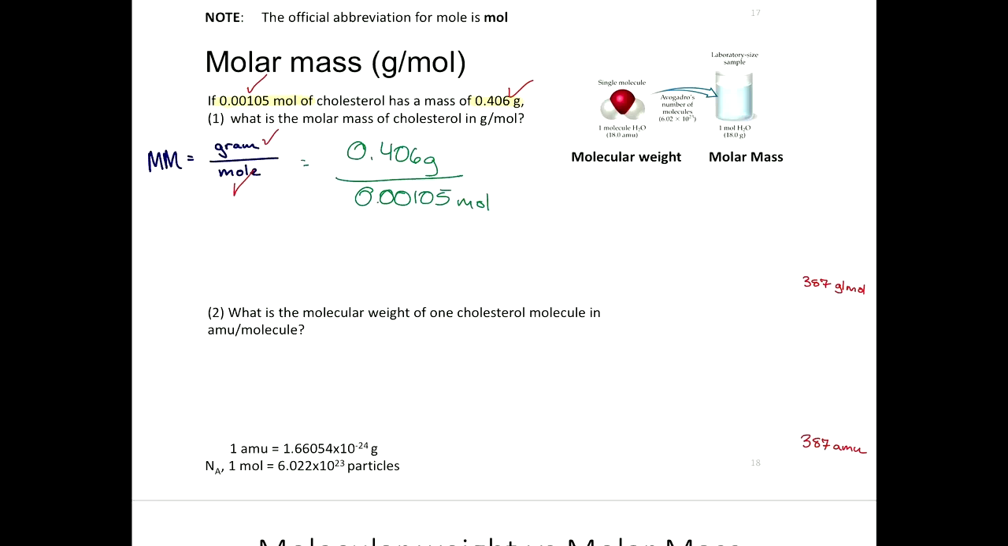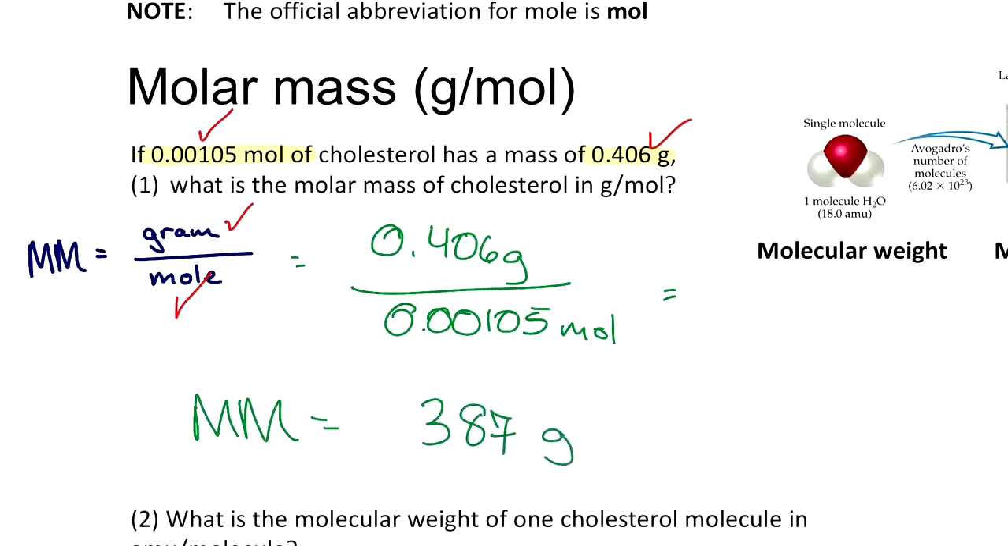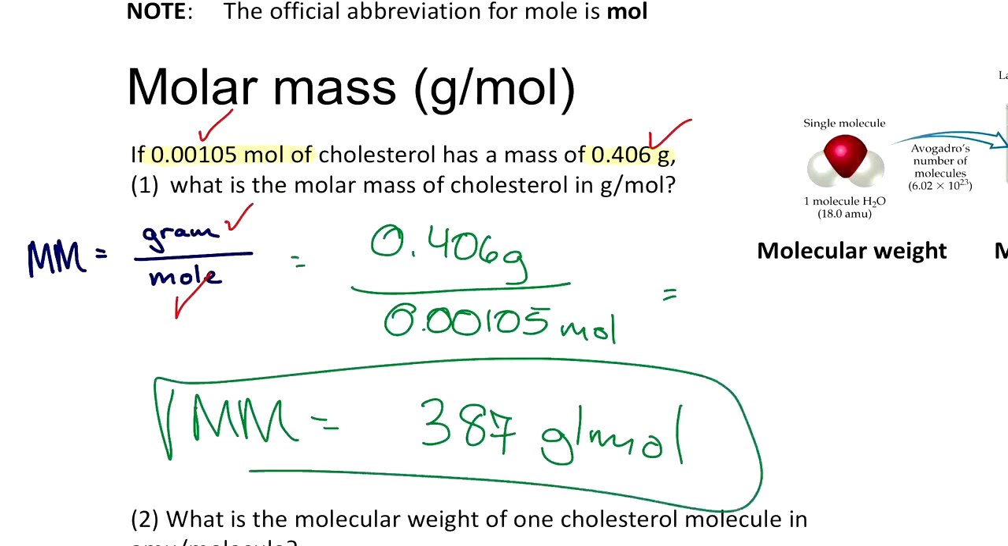All right, and so we see that cholesterol has a molar mass of 387 grams per mole, right? So if I scaled this up, if I had 1 mole of cholesterol, it'll weigh almost 400 grams. So if I have a mole's worth of cholesterol, it weighs 387 grams. How much does 1 molecule of cholesterol weigh?